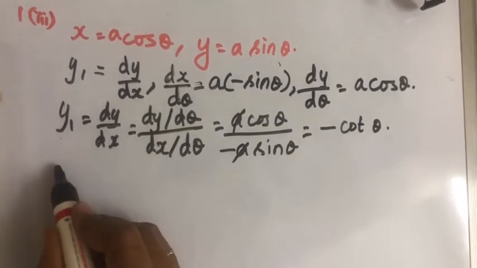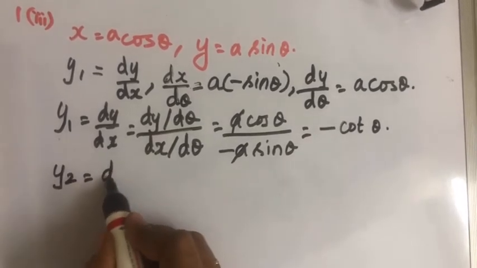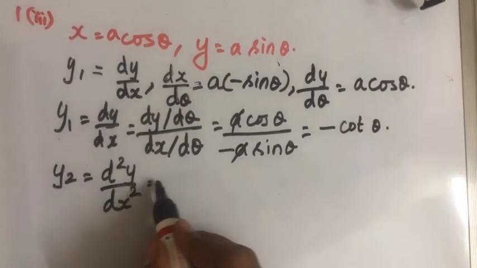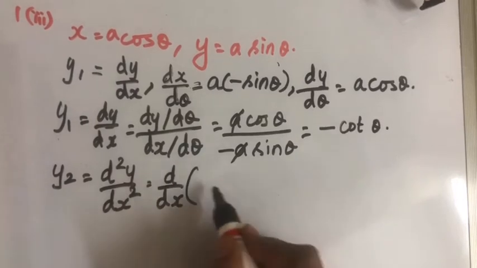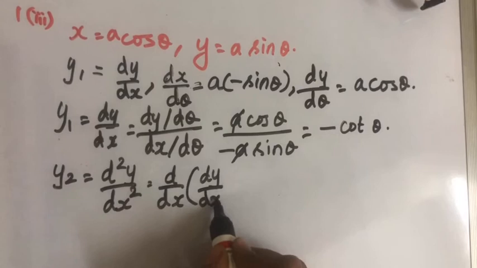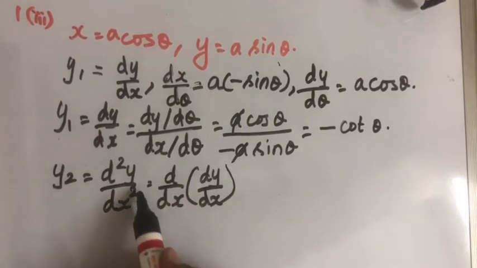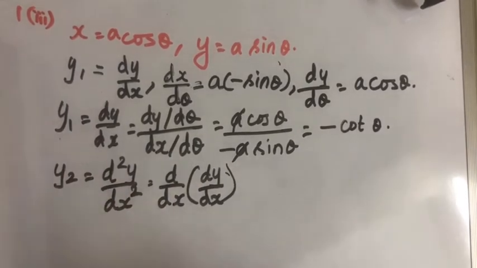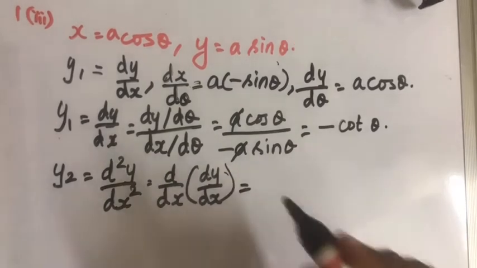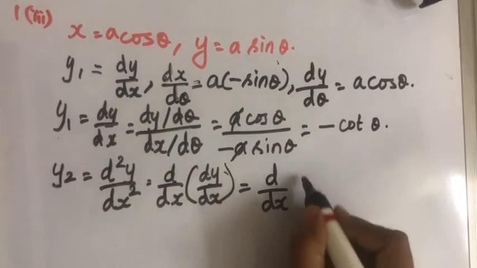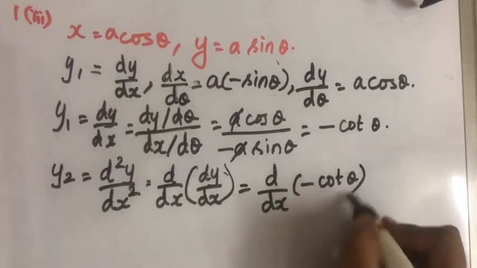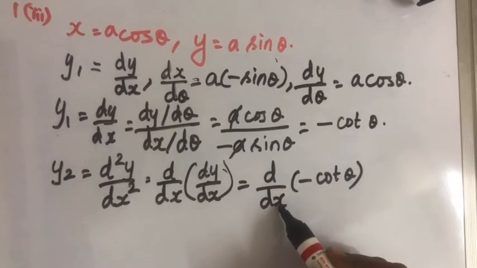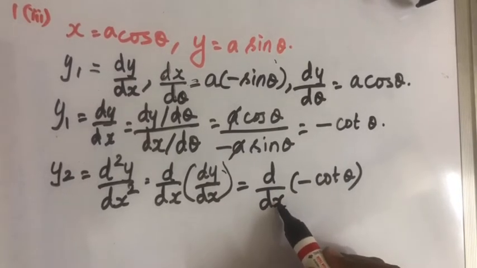We need to find y2. What is y2? d square y by dx square. Isn't it? Or d by dx of dy by dx. d square y by dx square is d by dx of dy by dx, y1. Okay, what is our dy by dx? That is minus cot theta. So d by dx of minus cot theta. Here it is a function with theta, but we have to differentiate this with respect to x.